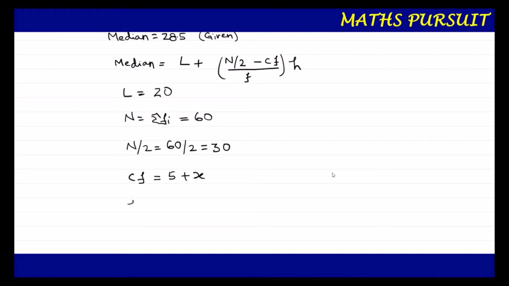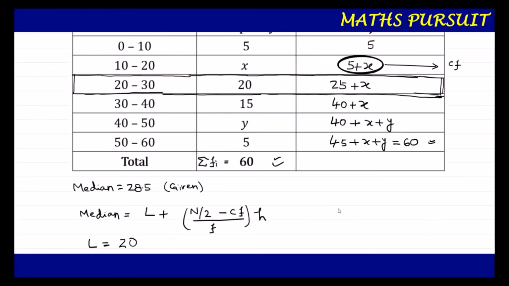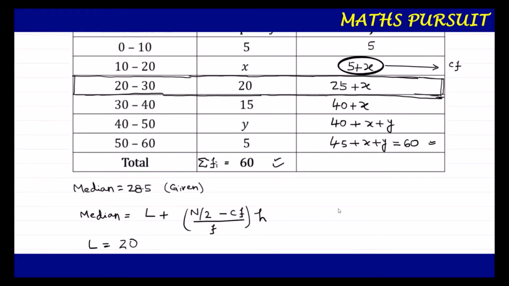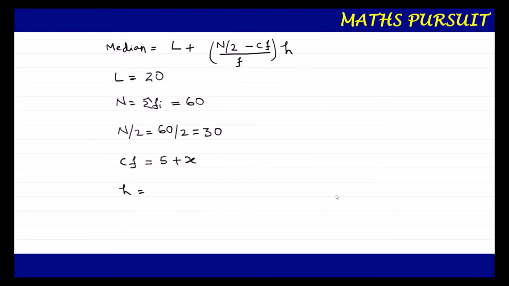Now we know height. Height is equal to the difference of the class interval. If you look at the class interval, we can see that there is a difference of 10 here. Zero plus 10 we get 10, 10 plus 10 we get 20, 20 plus 10 we get 30. So like this, there is a difference of 10 here. So I can write the class height, h, as 10.